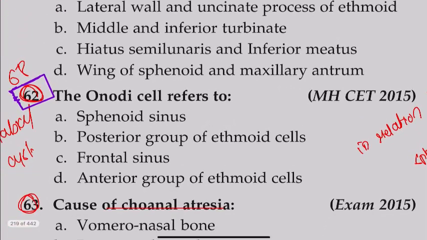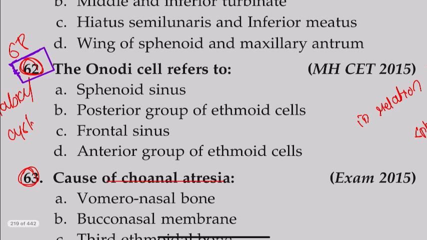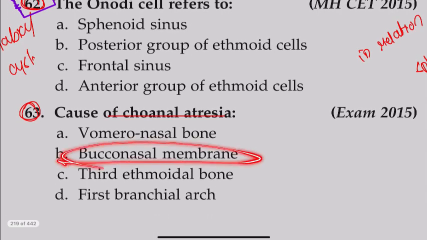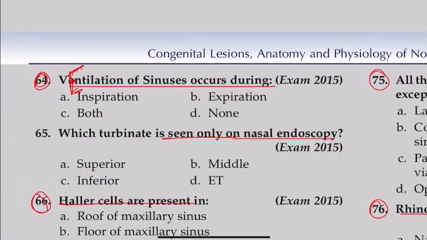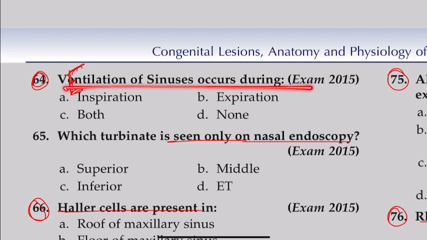What are Onodi cells? These are the posterior group of ethmoidal cells which are in relation to the optic nerve. The cause of choanal atresia is a persistent bucconasal membrane. The ventilation of sinus occurs during expiration. Which turbinate is seen only in nasal endoscopy?